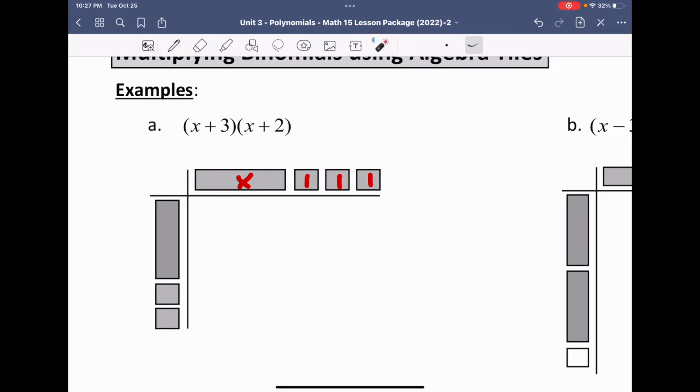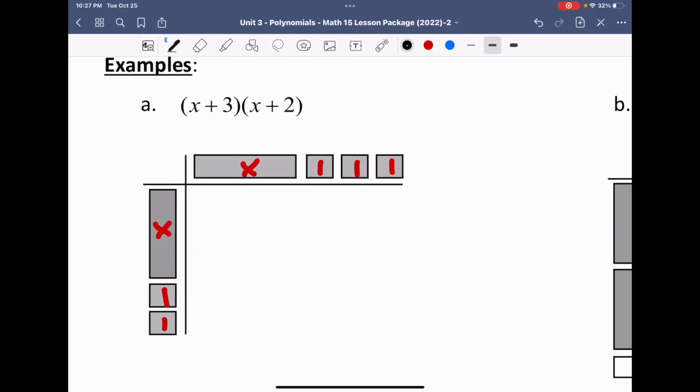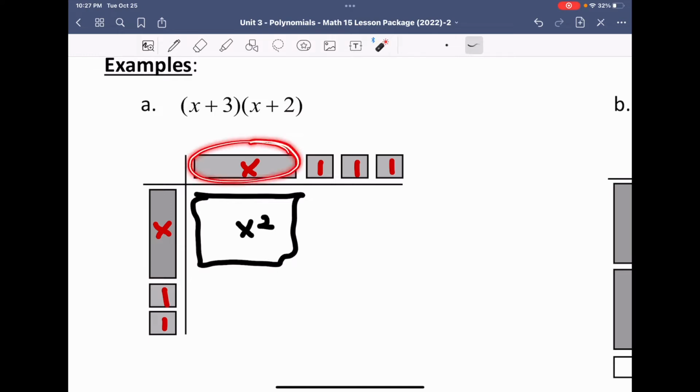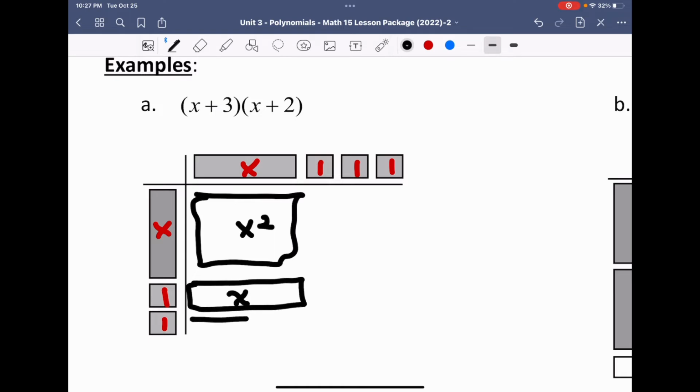And similarly, I can take my binomial here and place x here and each individual one here being x plus 2. Now I want to fill this in by multiplying the two sides together. If I take x and multiply it by x, this is equal to x squared. So I can place x squared here. If I multiply x times each of the ones below, I'm going to have x times 1, which is a single x, and x times 1, which is a single x below here.